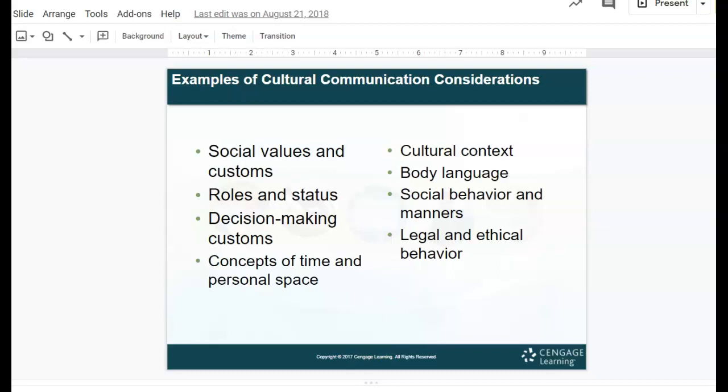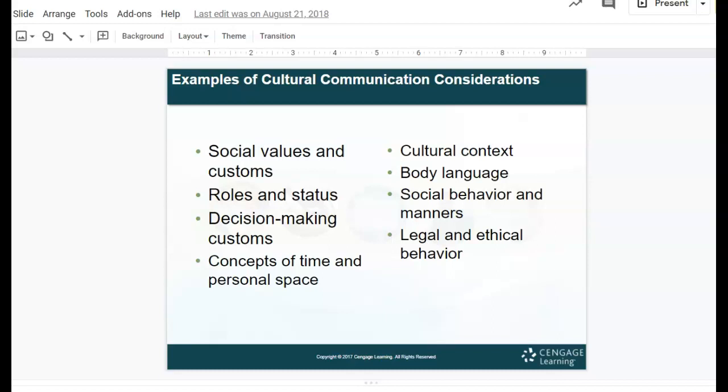Decision-making customs: who makes the decision? In some cultures the husband makes the decisions, in some cultures they both make them together, etc. Concepts of time and personal space, cultural context. Body language is something that we will talk about at length in chapters 5 and 6. It is the most definitive method of communication without using words. It is something that as a medical assistant you need to be able to identify, but you also need to be conscientious of your own body language and how it impacts the people that you're taking care of.